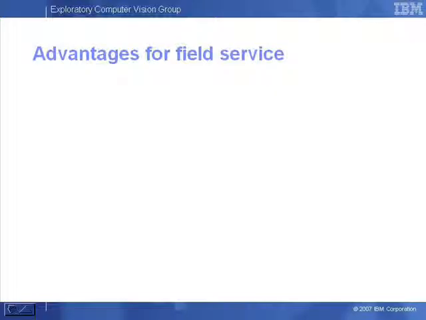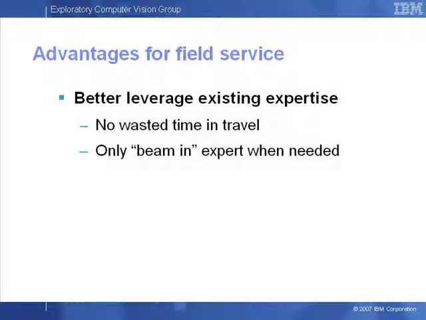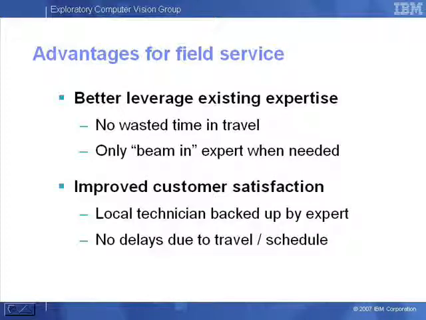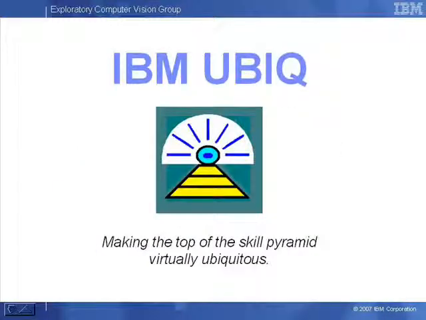The IBM Ubiq system provides distinct advantages for tasks like field service. It allows service providers to more efficiently utilize their experts. It also gives the customer economical access to more competent assistance with quicker response times. With this technology, the top of the skill pyramid becomes virtually ubiquitous.